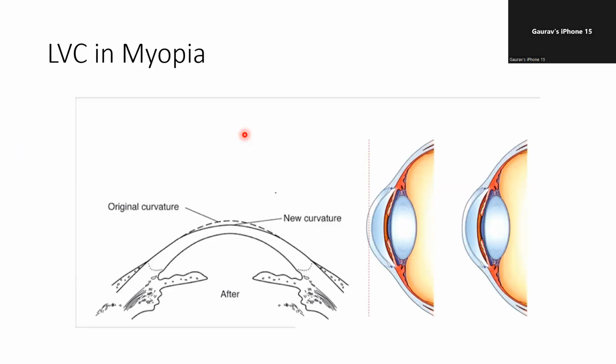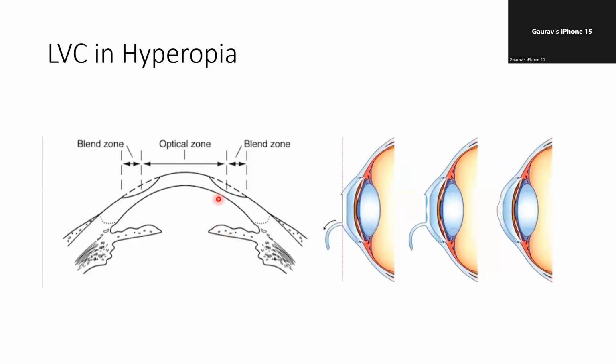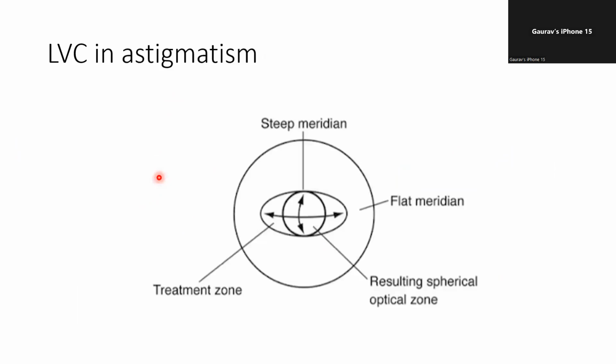So a bit of basics about laser vision correction in myopia and how we intend to shape the cornea. In myopia, we want to flatten the central cornea and steepen the peripheral cornea. Similarly, in hyperopia, we want to create a steepening of the central cornea and flattening in the periphery. And in astigmatism, there is a steep meridian and a flat meridian. So the entire purpose of the laser vision correction in astigmatism is to create a resulting spherical optical zone.